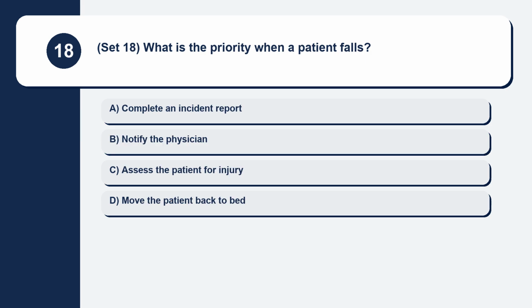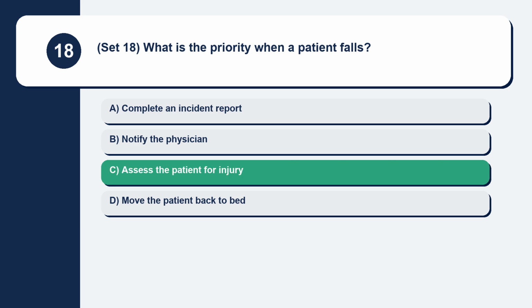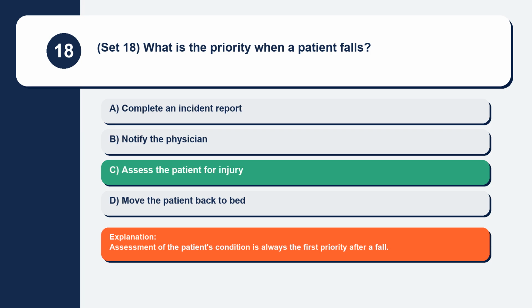Question 18. Set 18. What is the priority when a patient falls? Complete an incident report. Notify the physician. Assess the patient for injury. Move the patient back to bed. Assessment of the patient's condition is always the first priority after a fall.